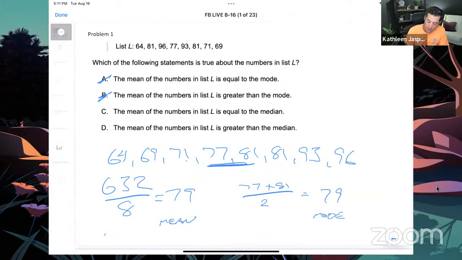C says the mean of the numbers in list L is equal to the median. 79 does equal 79. That is correct. D says the mean of the numbers is greater. Well, 79 is not greater. Again, just to double check. And that's how we do that problem.